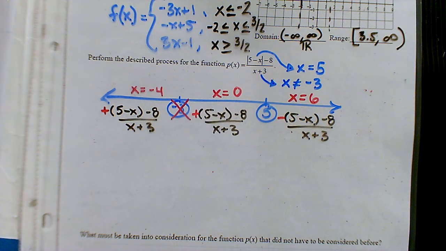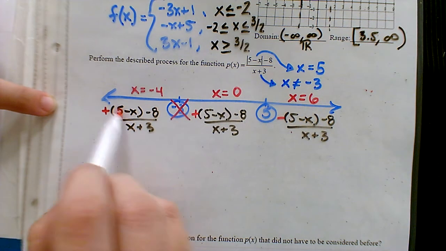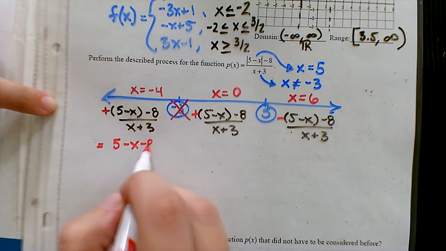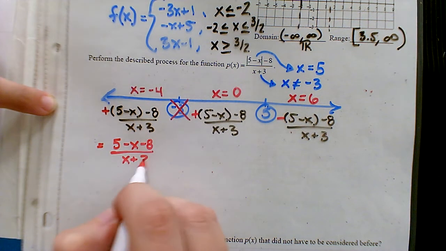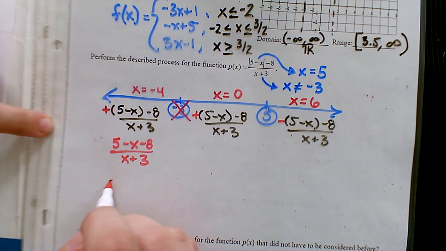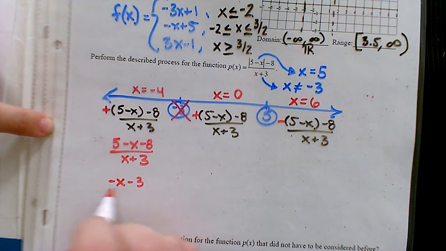All right, so let's go ahead and simplify each of these sections, figure out our equations for the piecewise function. If we distribute in the positive, nothing's going to change. But we can combine some like terms up top. 5 minus 8 would give us a -3.